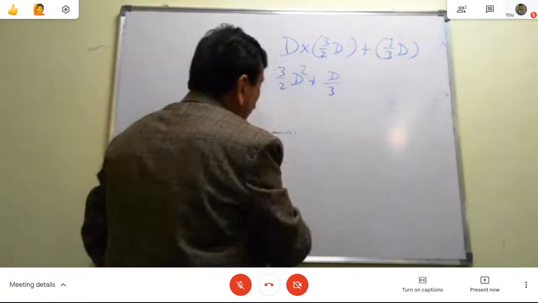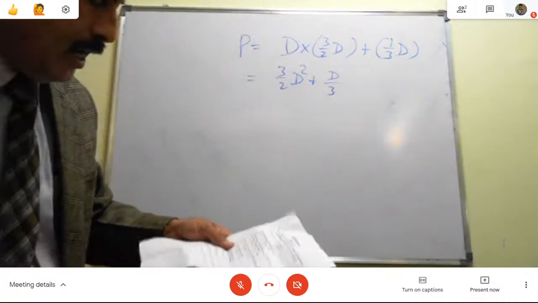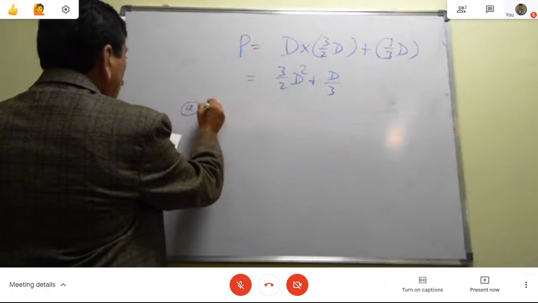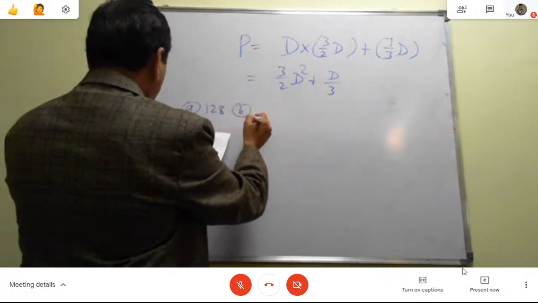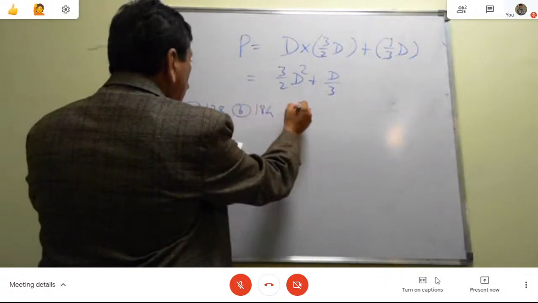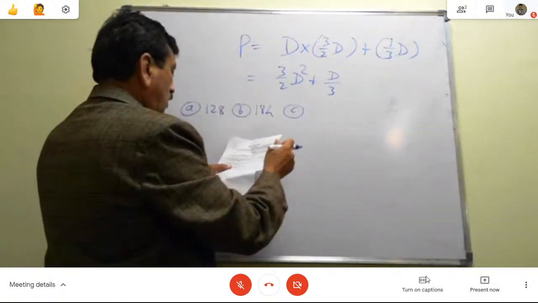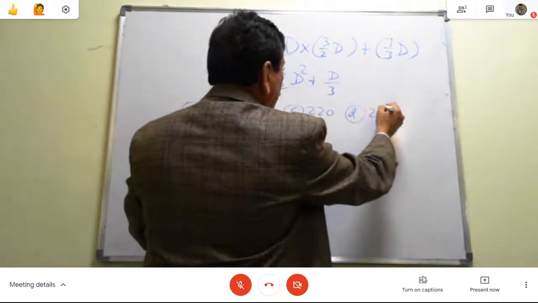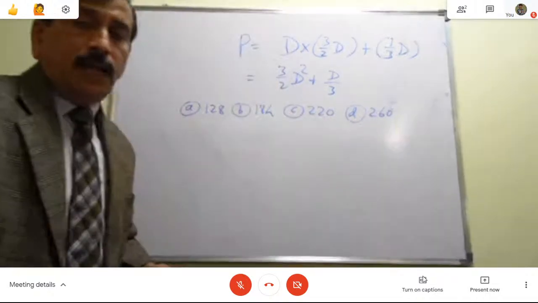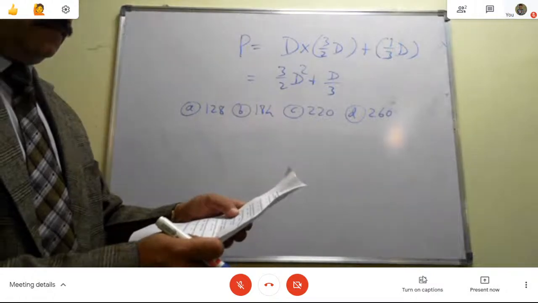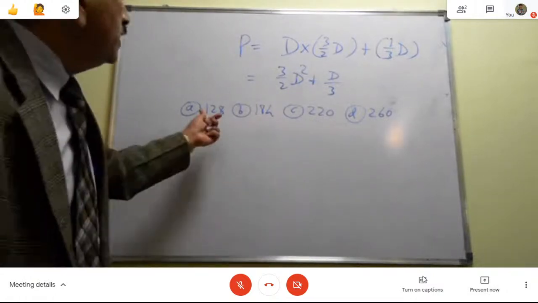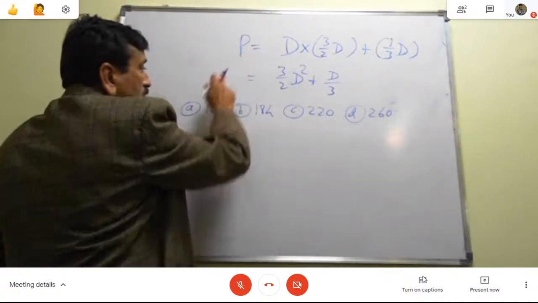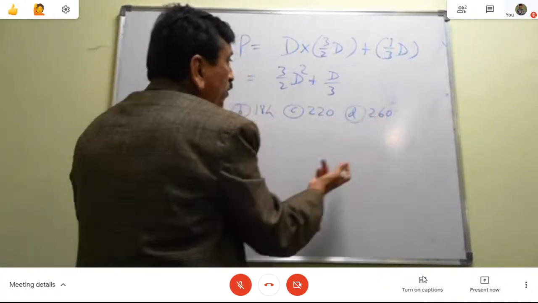Now look at the options which are given. Options given are A 128, B 184, C 220, D 260. Now, what is the dividend? So these are the values of dividend which are given. Look here, these are the values of P which are given. P is equal to this, find out which one is there.